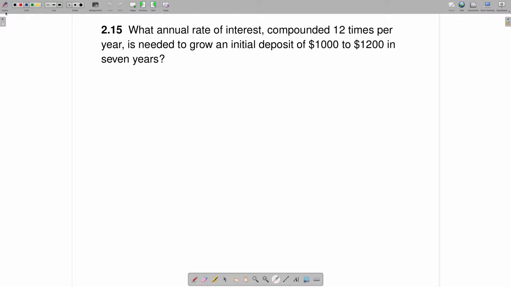What annual rate of interest, compounded 12 times per year, is needed to grow an initial deposit of $1,000 to $1,200 in 7 years? The equation that is used in this particular setting is A is equal to P multiplied by 1 plus R over N raised to the NT power.